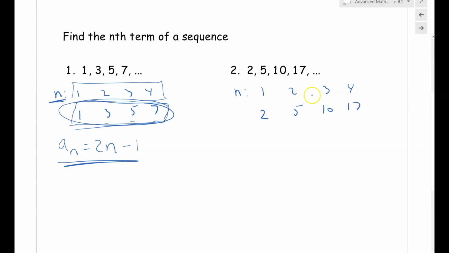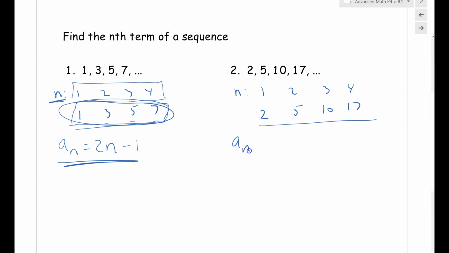So what did I do to 1 to get 2? What did I do to 2 to get 5? 3 to get 10? 4 to get 17? You might be thinking along the same lines. Oh, I multiply by 3 and then add 1. Multiply 3. No, it doesn't work. Well, do this for me. Take these n's and square them. What happens? Well, you get 1, you get 4, you get 9, and you get 16. Do you see any connection to that and those?